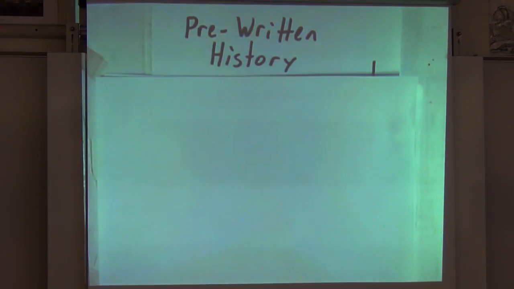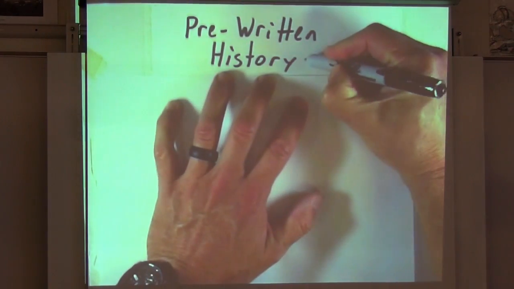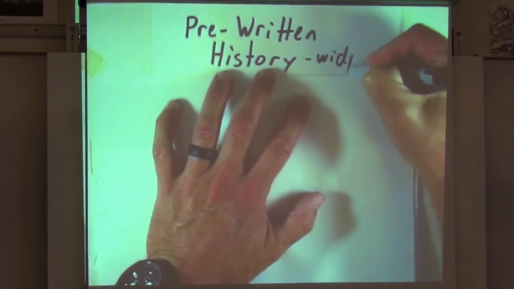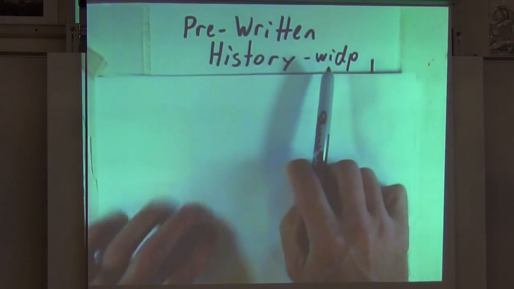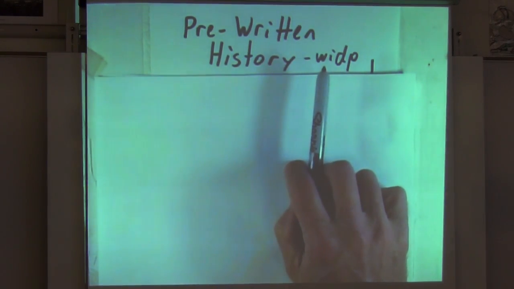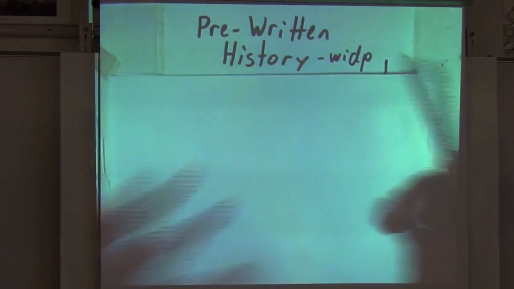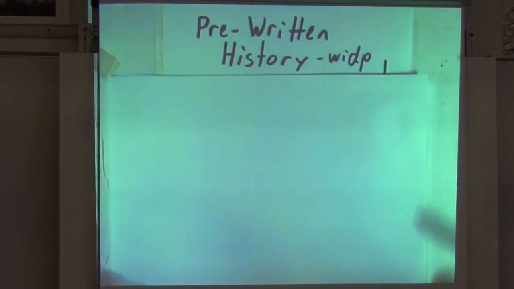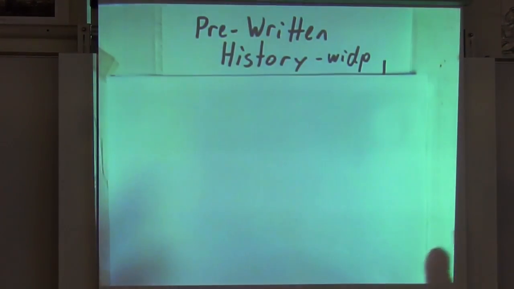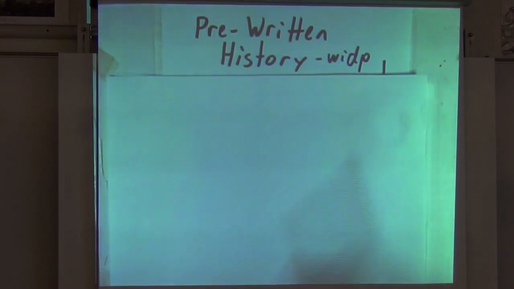What we call this in world history class, ladies and gentlemen, is the pre-written history WIDP. Now, what the heck is a WIDP, Mr. O'Brien? Well, WIDP stands for write it down, period. So what you need to do is get a blank piece of paper, some way, some shape, somehow, some form, and you're going to write it down. So we call these WIDPs.